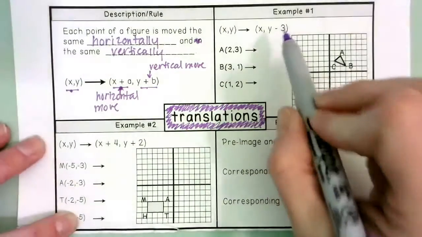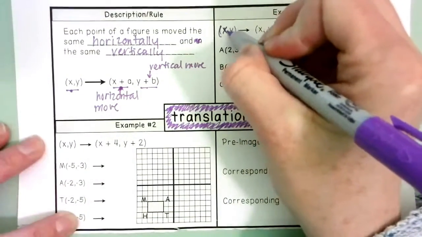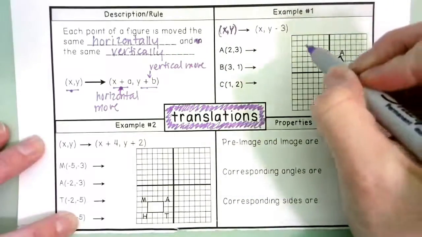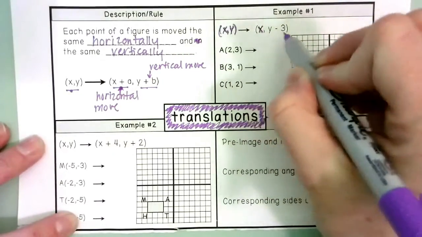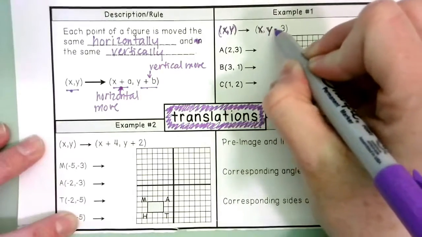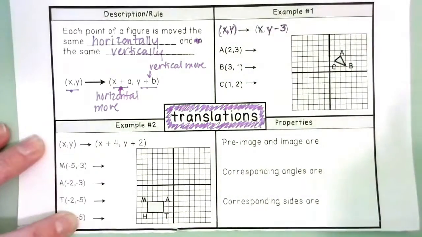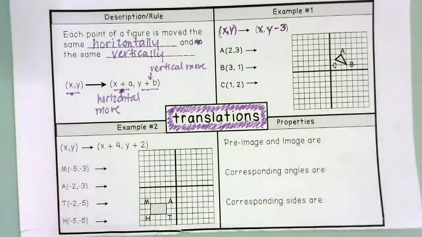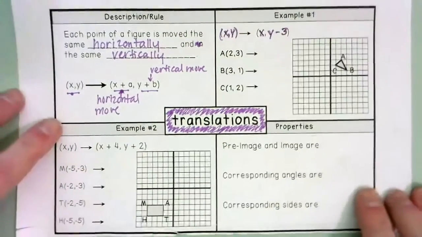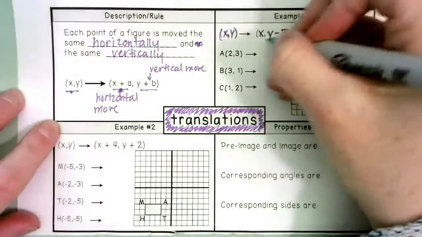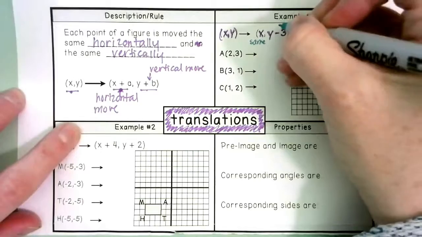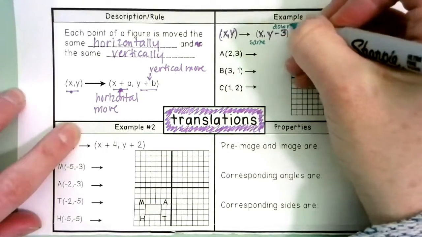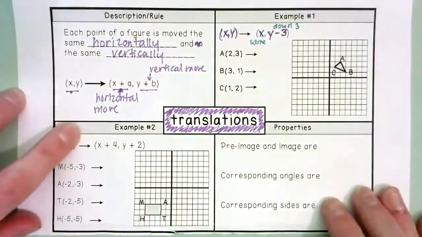Okay, so if we look at example 1, we have our x and our y. Now x is the same, nothing changed, but our y is y minus 3. So what that means is our x stays the same, and our y moves down 3.